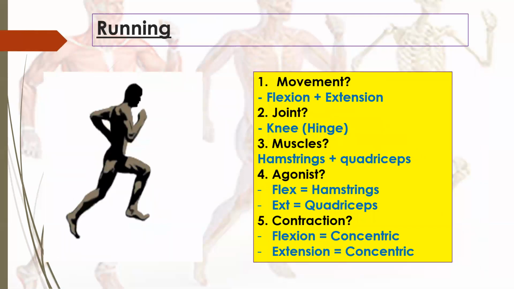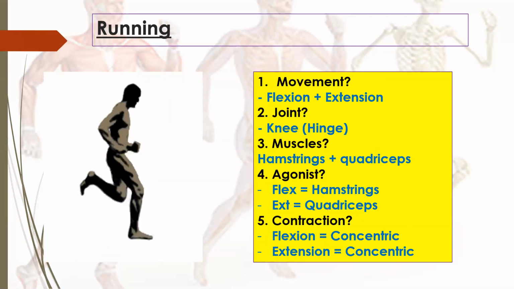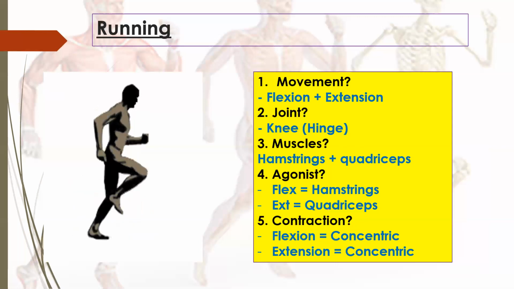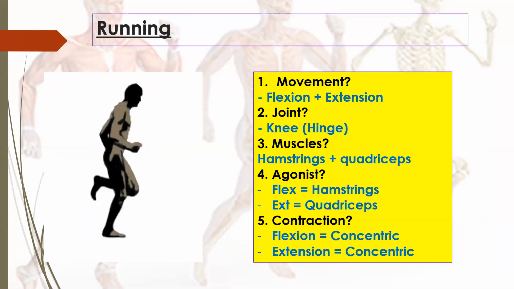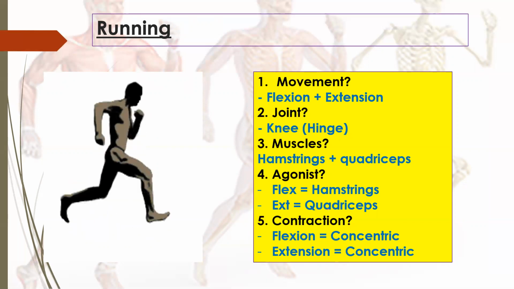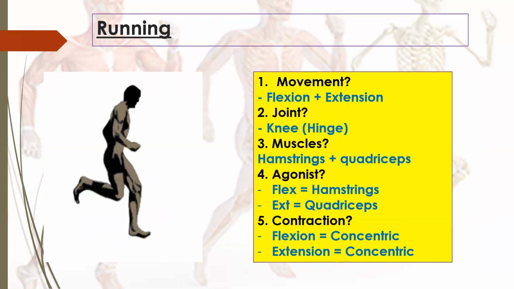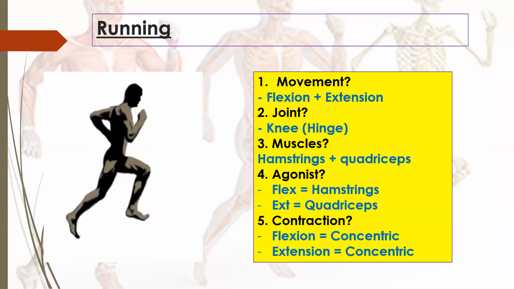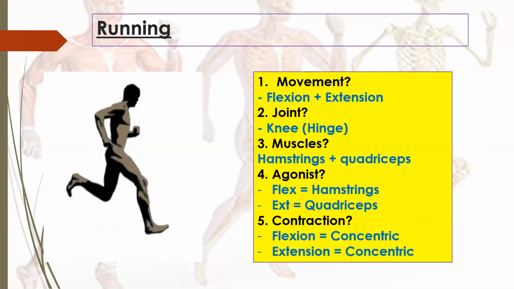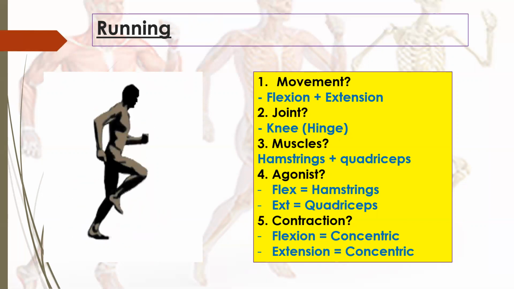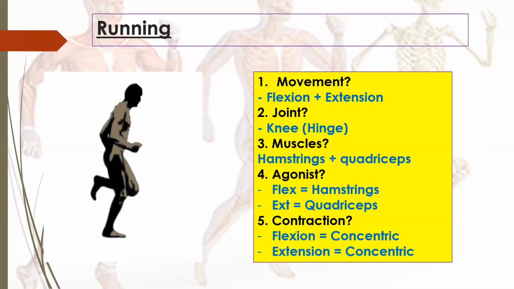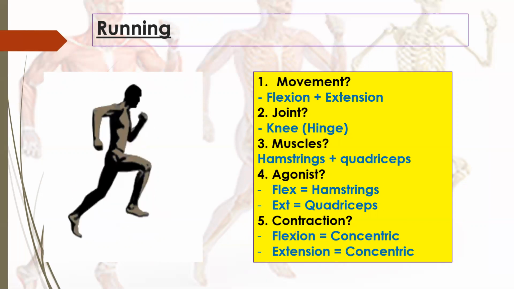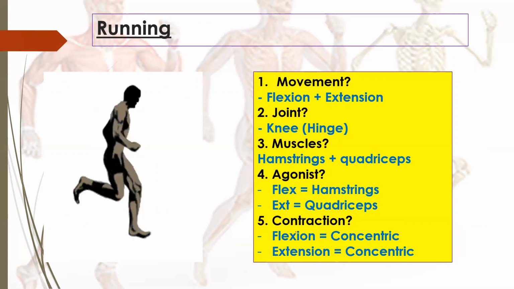Okay, next example. So running. Essentially, it's the same as the previous one. So the movement, flexion and extension. The joint is the knee, muscles, the hamstrings and quadriceps. During that flexion phase, where they're bending the leg backwards, it's the hamstrings. The extension phase, it's the quadriceps. Contractions, flexion is concentric, extension is concentric. It's the same as kicking the football. Essentially, it's the same movements involved.